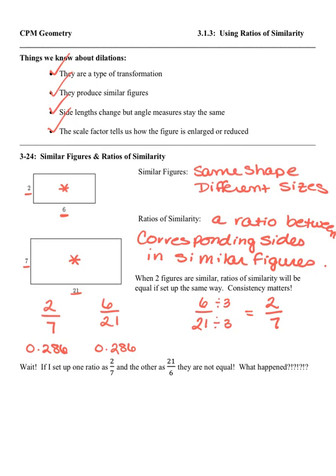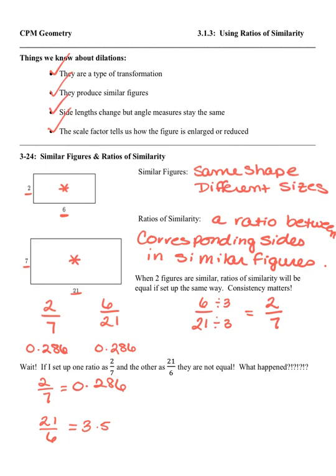Now, what happens if I say that I set up one ratio as 2/7 and the other ratio is 21/6? If I take a look at these, 2/7 has a decimal equivalent of 0.286, and 21/6 has a decimal equivalent of 3.5.